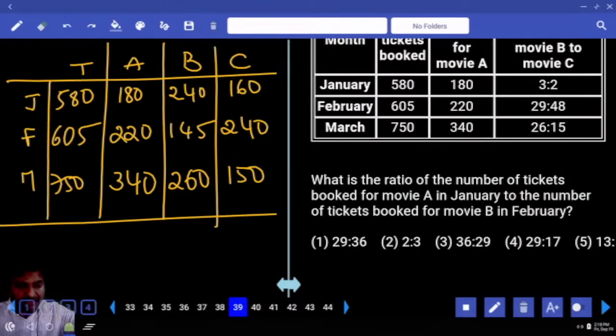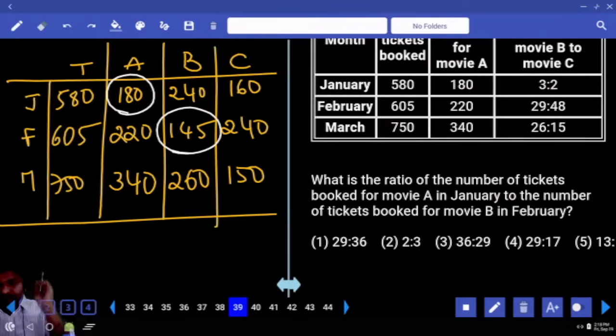What is the ratio of the number of tickets booked by A in January, 180, to number of tickets booked by B in February, 145? Difference between both the numbers? 35. No, will not work. Fine. 180, 145. Ratio we need, correct? 180 is a 9 multiple. 145, is it a 9 multiple? At least 3 multiple. Come on. Then your first number in the answer should be which option? Third option, final. Your first number should be a 9 multiple. Clear?